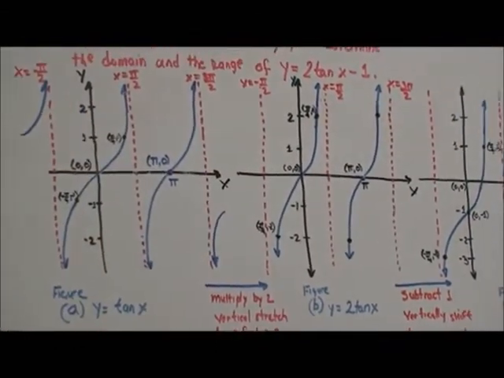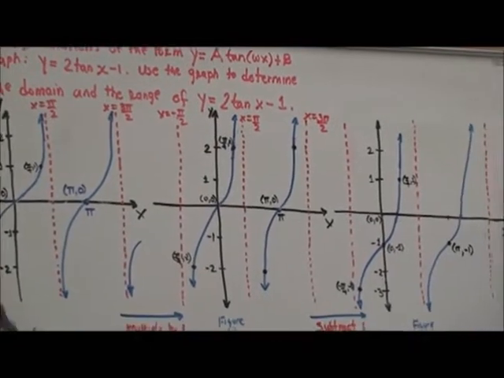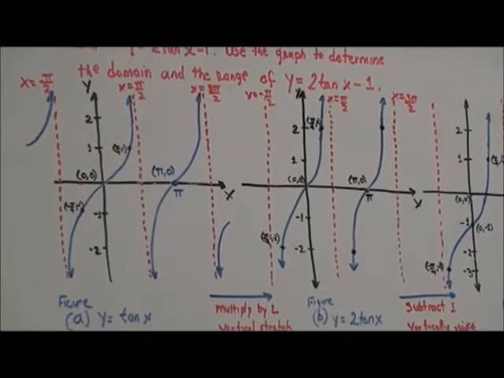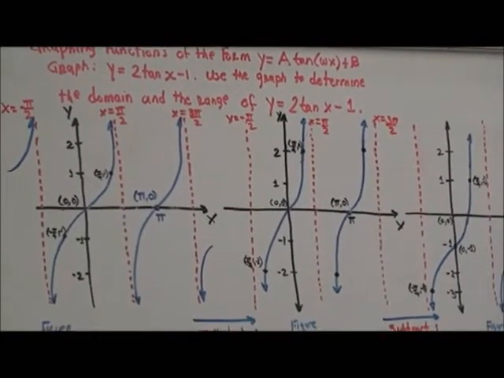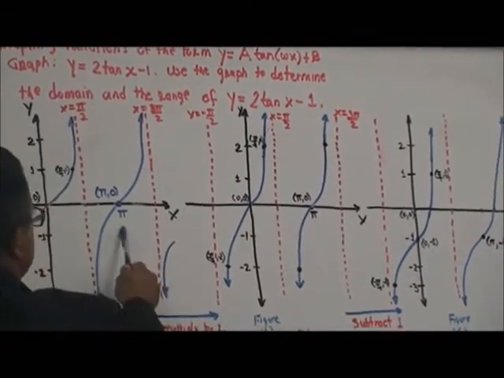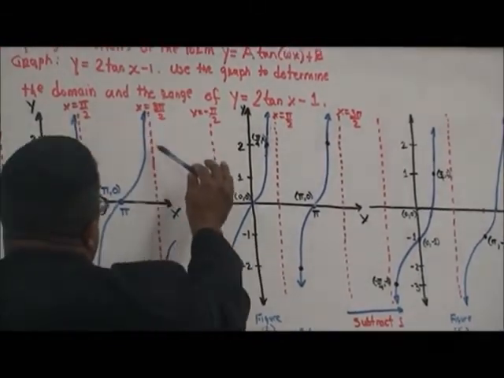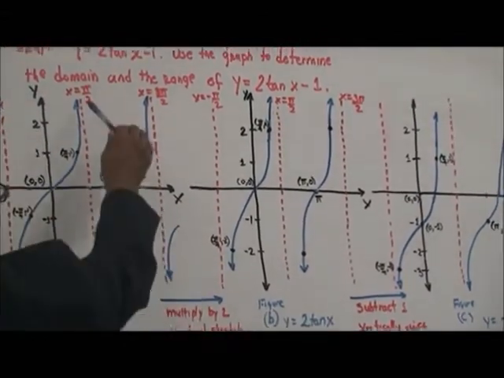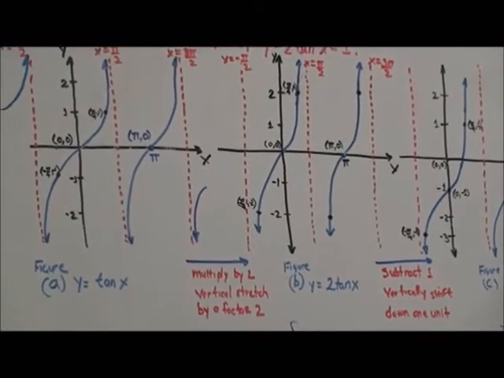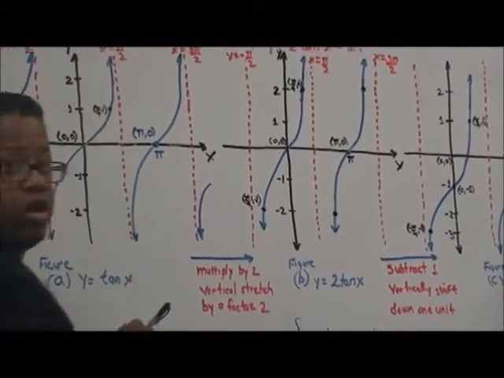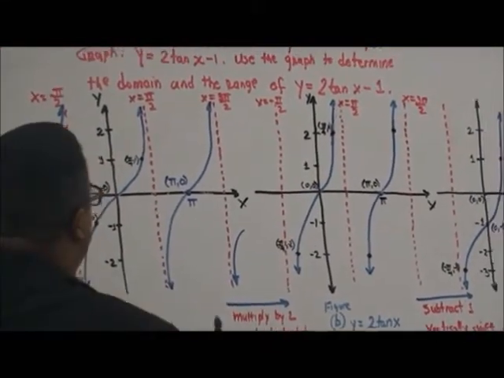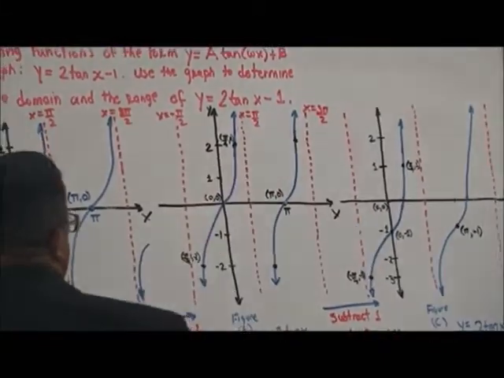So look at this here. We're going to start off with the basic function y is equal to tan x. We see the period here for this function is pi. See, this is pi. You see the nice little flow here, right? This has a very distinct pattern, and it goes from negative infinity all the way to positive infinity.